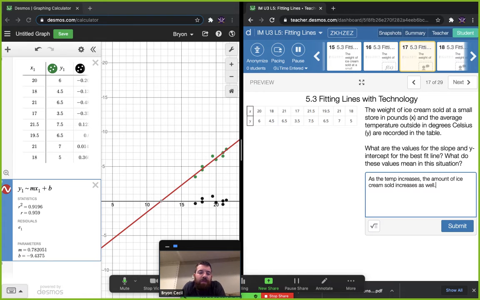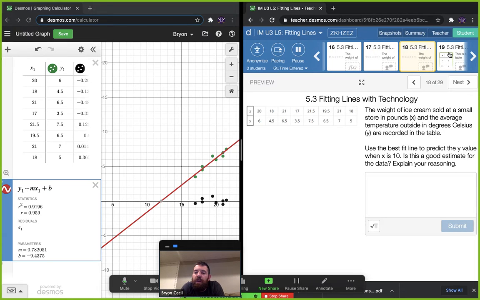What this means is roughly for every degree Celsius that the temperature rises, 0.78 pounds of ice cream are sold. So for every increase in the temperature, there is an additional 0.78 pounds of ice cream sold.